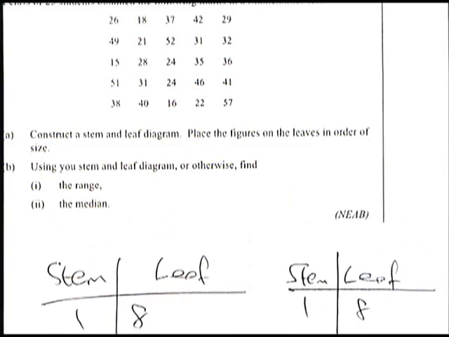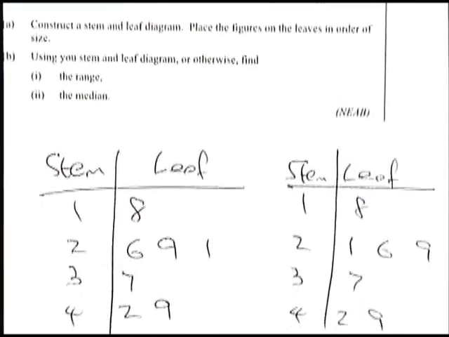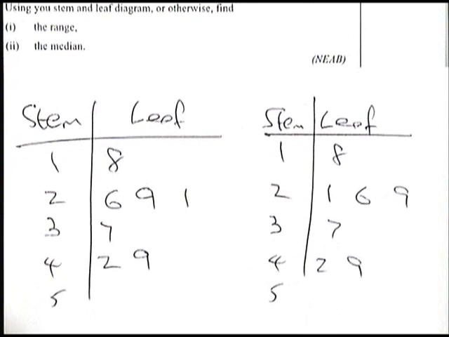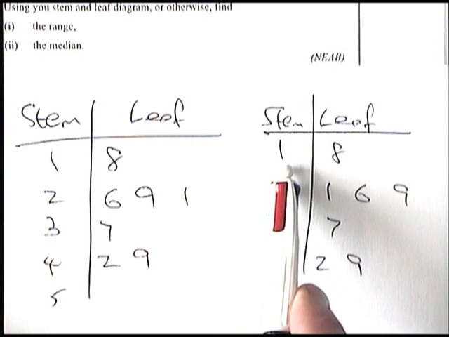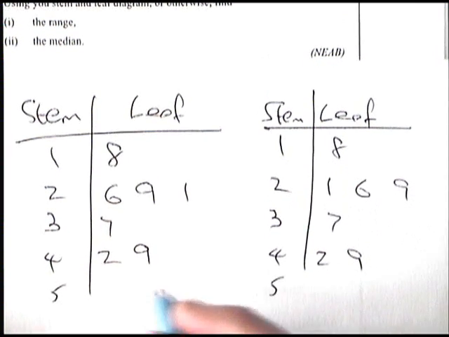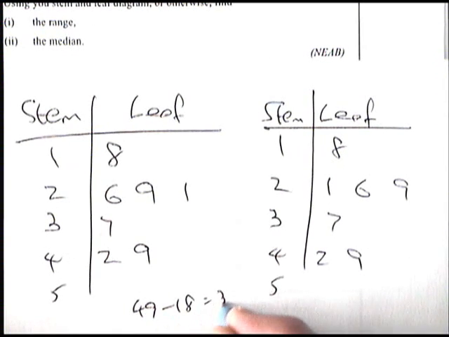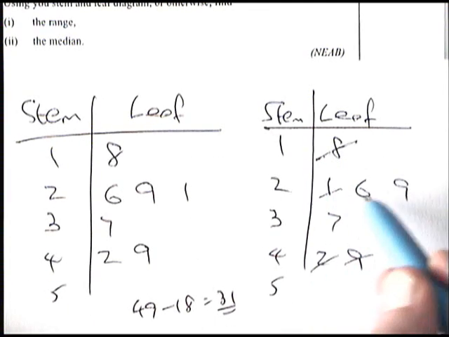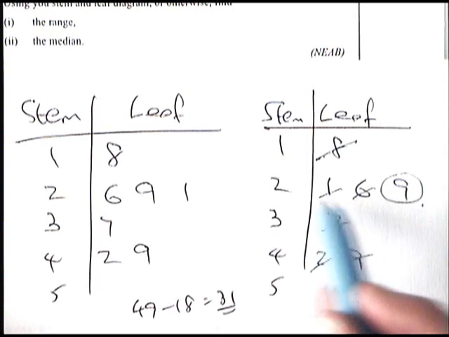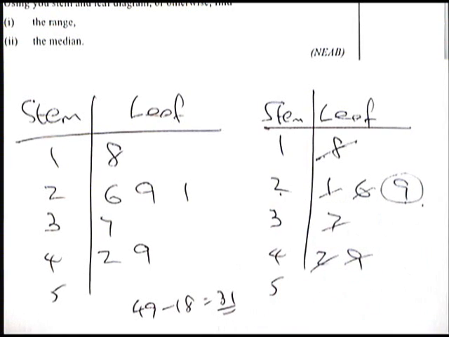Once you've got your stem and leaf diagram done, this question is asking you to do a few other things. Find the range. Now bear in mind, mine isn't finished, but the range is the biggest value, take away the smallest value. The biggest value here is 49, the smallest value is 18. So the range would be 49, take away 18, which is 31. The median, remember that's where you cross off, smallest, biggest, smallest, biggest, smallest, biggest. That's the median, and that's 29.